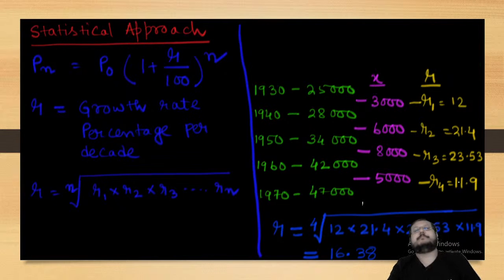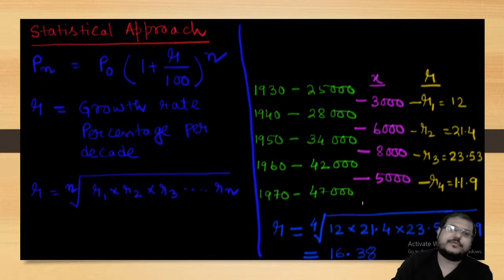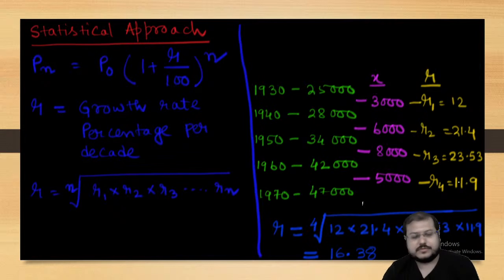The statistical approach is where Pn equals P naught into (1 plus r by 100) whole to the power n, where r is the growth rate percentage per decade. Here r will be the geometric mean of the different r values.